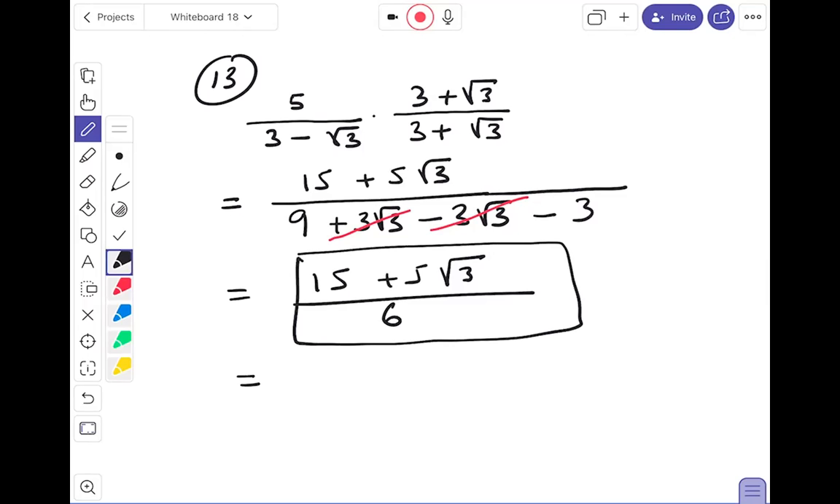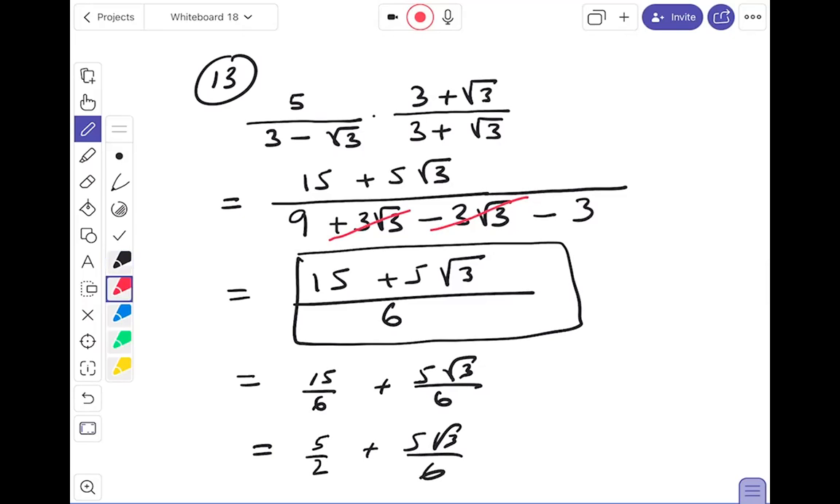I want to point out, you could also write this down. And what would you get over there? 15 over 6 would be what? 5 halves plus 5 root 3 over 6. Now let's go to the answer key. Let's take a look at it. And you're seeing this, you're seeing this, and you're seeing this. Again, there's no need to simplify beyond that. That's fine. Let's go to 14.